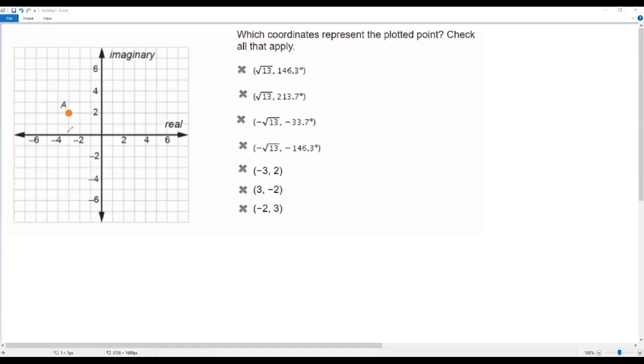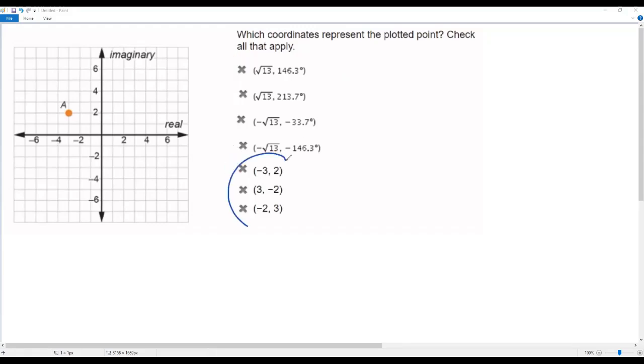Check all that apply. There is a point plotted over here, and among the given points, we have to find the ones which represent the plotted point. I think I will have multiple answers for this one. The first thing we need to do is look at the points given. The first 4 points are given in polar form, that is in the form of r comma theta. The last 3 are given in rectangular form.